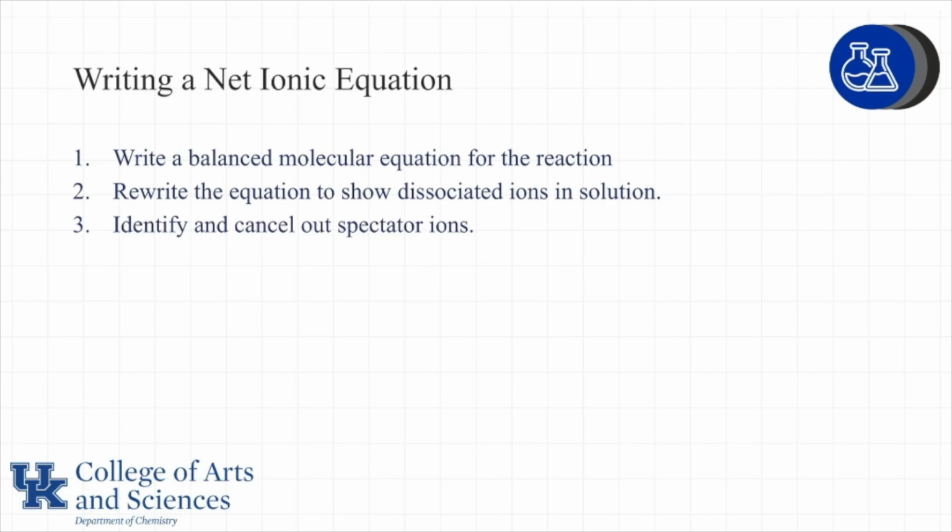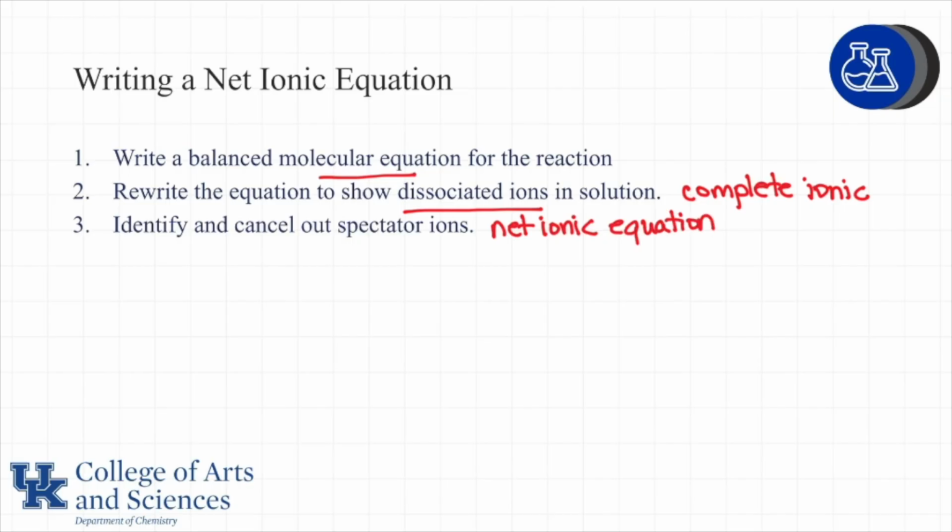To write a net ionic equation, we have three steps. We write a balanced molecular equation for the reaction. Next, we rewrite the equation to show the dissociated ions in solution, so those things that are soluble or in the aqueous phase, and that's our complete ionic equation. And then we identify and cancel out spectator ions, and what we're left with is the net ionic equation.